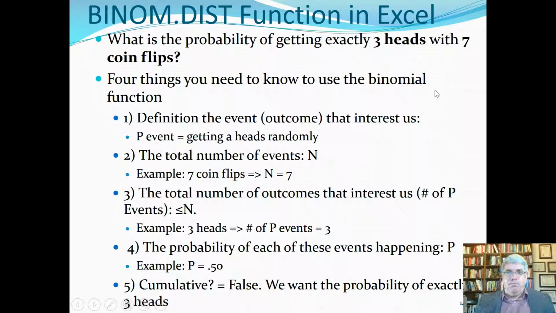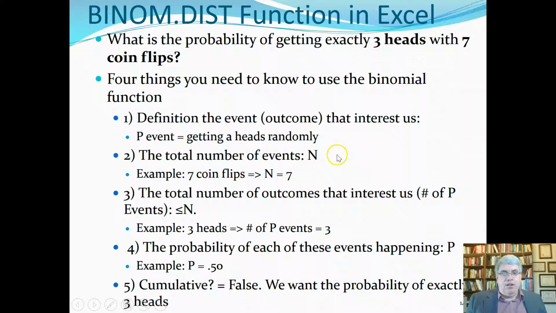So how would we use this binomial distribution function in Excel? Let's concentrate on this question. What is the probability of getting exactly 3 heads with 7 coin flips? Well, there's the 4 things that we need to know to use the binomial distribution, the 4 arguments that we put in parentheses. The first thing we just need to know to keep track so we don't get heads and tails confused. So the first thing is the definition of the event, the outcome that interests us. We have to say what this P event is, and that is getting heads randomly when we flip a coin. The P event is getting heads.